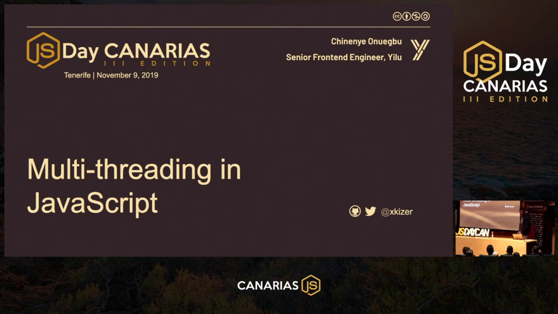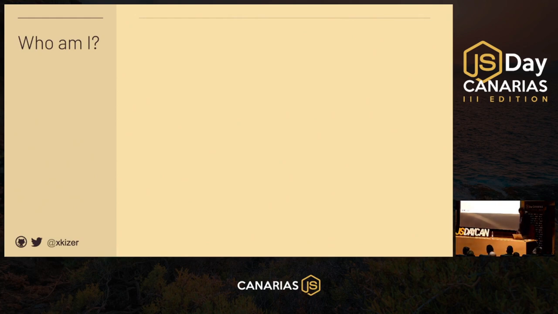So, first of all, I'll introduce myself. My name, the first person to pronounce it correctly gets a gift from me. Okay, who's going to try? Chinenye. And my surname? Onwebu. Okay, so I'm from Nigeria, and my name is an Igbo name. Igbo is one of the three majority languages in Nigeria.